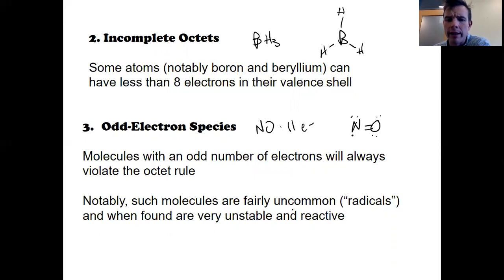And notably, these examples are fairly uncommon. I told you if they got an odd number that you probably did something wrong. They have a specific name. They're called radicals. They're highly reactive. And the fact that not many of these things exist, or when they do, they're very unstable, is actually taken as proof for the Lewis model, or support for the Lewis model.